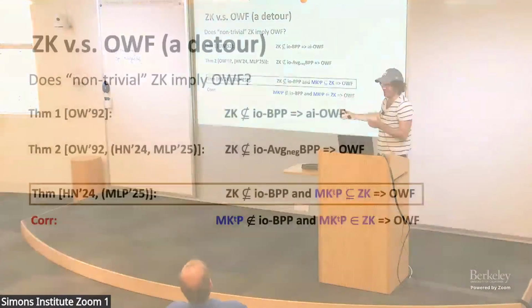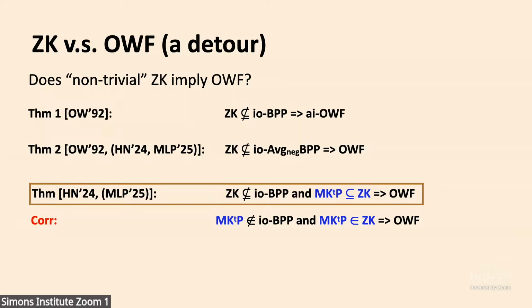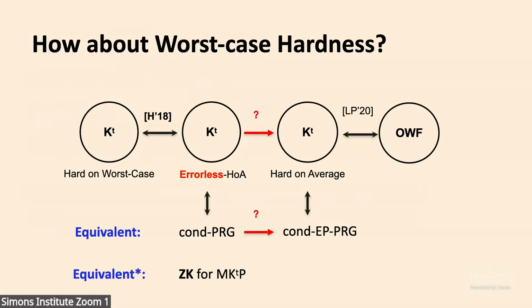So as a direct corollary, this is a weaker statement. We get that if MKTP is worst case hard and MKTP is in zero knowledge, then we also get a one-way function, right? Because if MKTP is in zero knowledge and MKTP is worst case hard, then there exists something in zero knowledge that is worst case hard. And that's exactly this: if you assume that you have zero knowledge for MKTP, and you assume that KT is worst case hard, then you therefore get a one-way function. So assuming this, you can go from here to here.